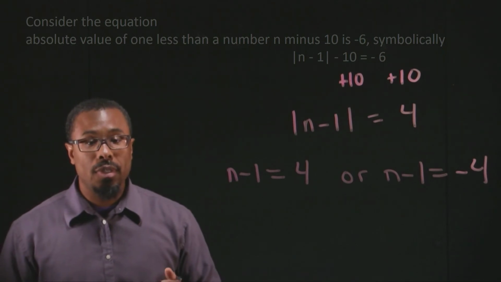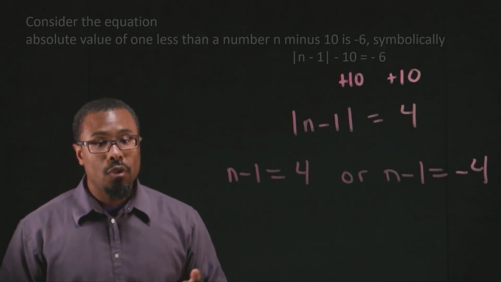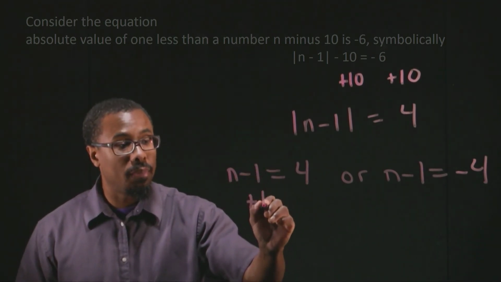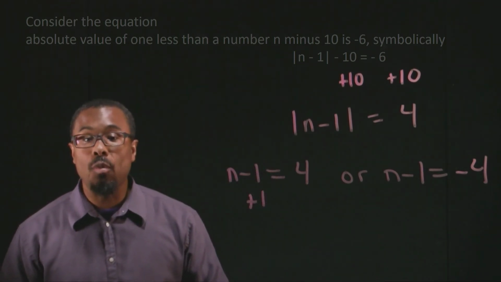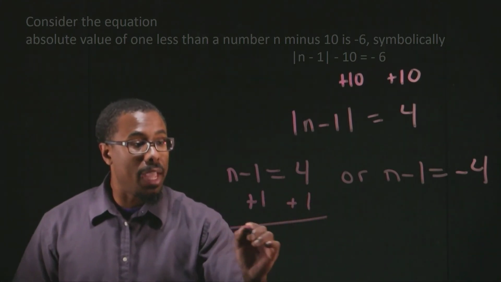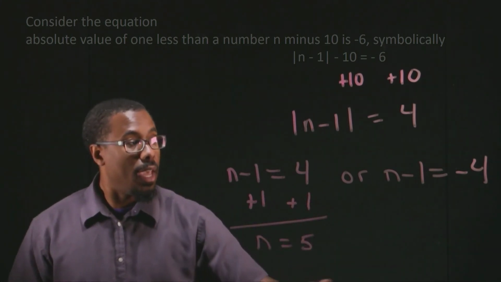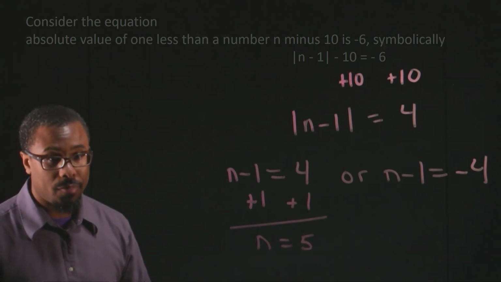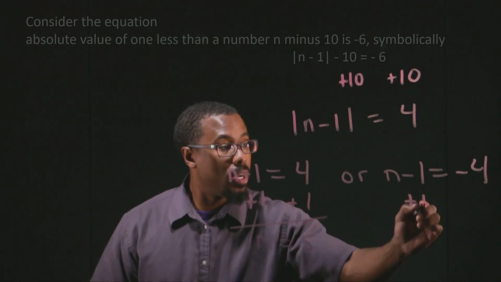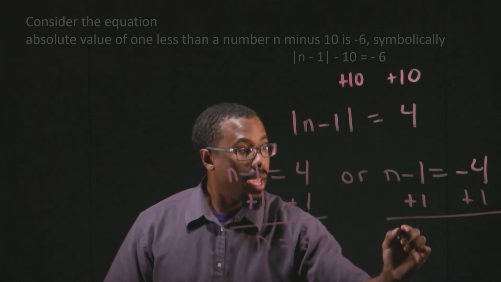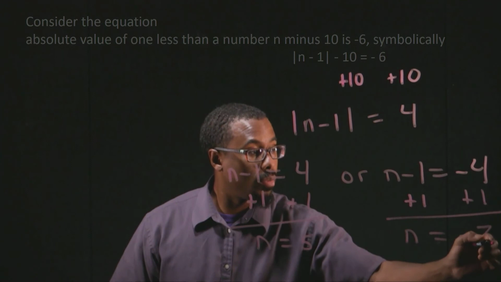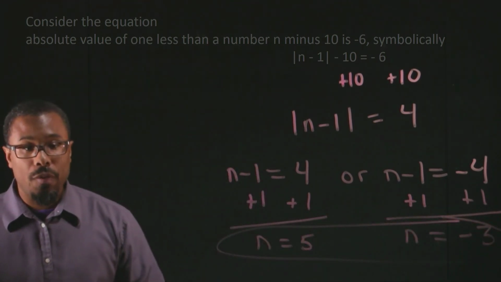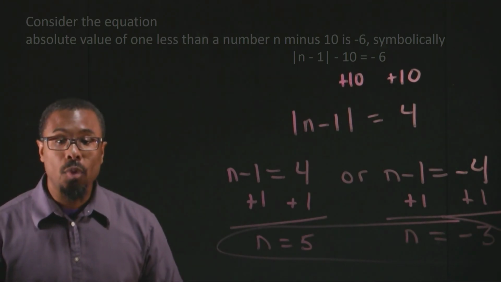So what we want to do now is to solve both of these. We're 1 less than a number, so in order to get back to the number, we add 1. If we add 1 to one side of the equation, we must add 1 to the other. Now we have n equals 5. And once again, we're 1 less than a number, so to get back to the number, we add 1, and n will equal negative 3. So in this case, n will equal 5 or n would equal negative 3.